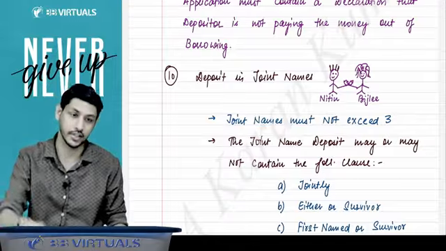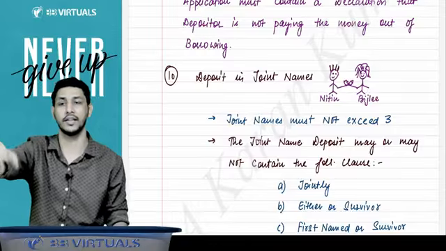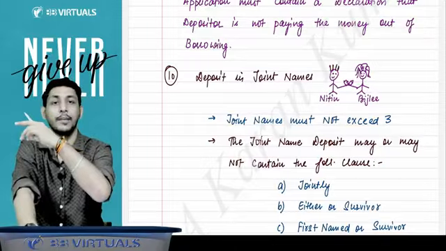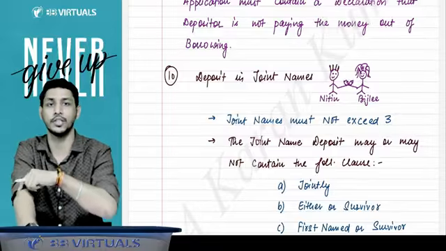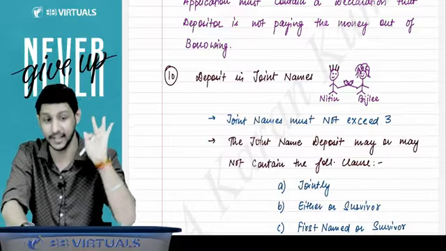The institute has asked a question on this point also: there are 4 people, husband and wife with 2 children, and the person wants to accept deposit jointly in the name of all 4 persons. Can he do so? No, because the maximum number of joint holders can be 3.